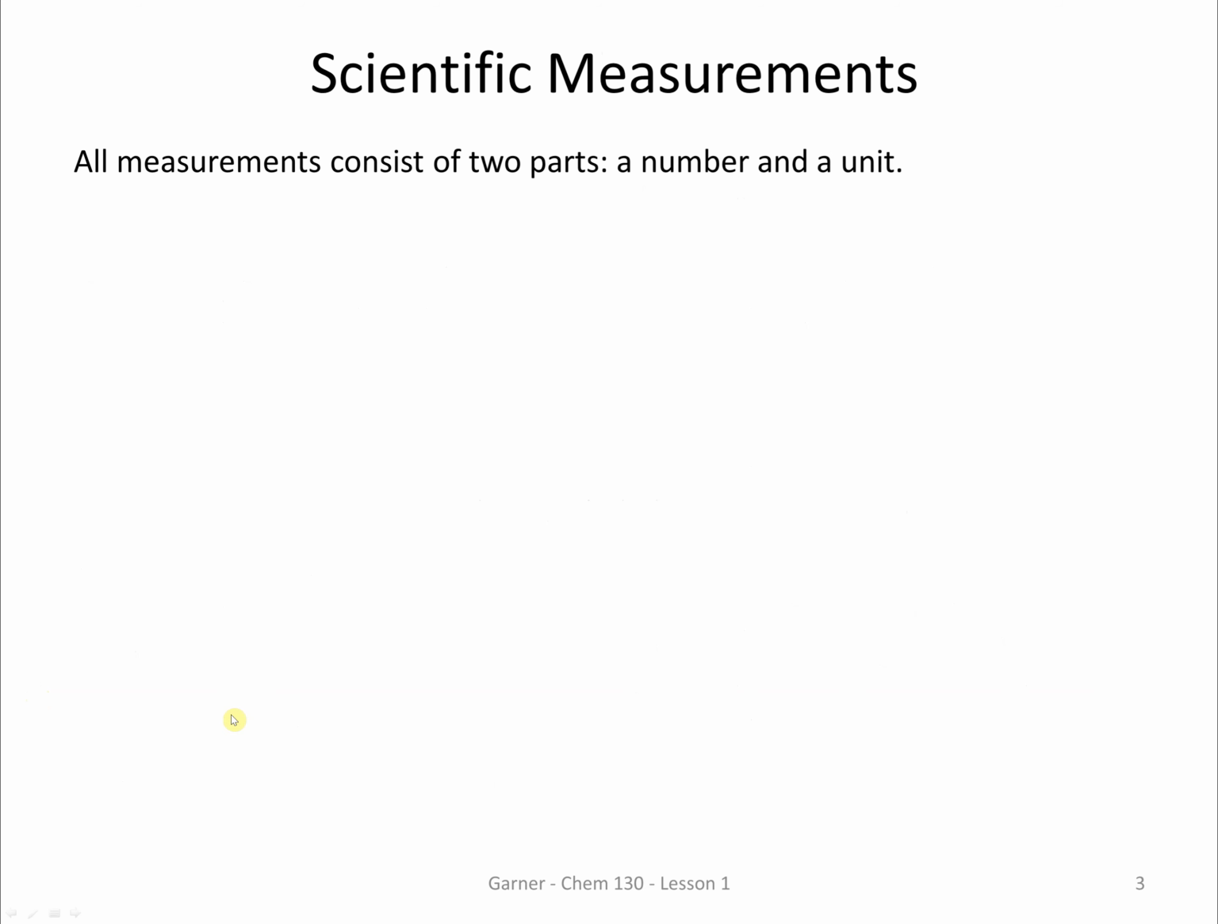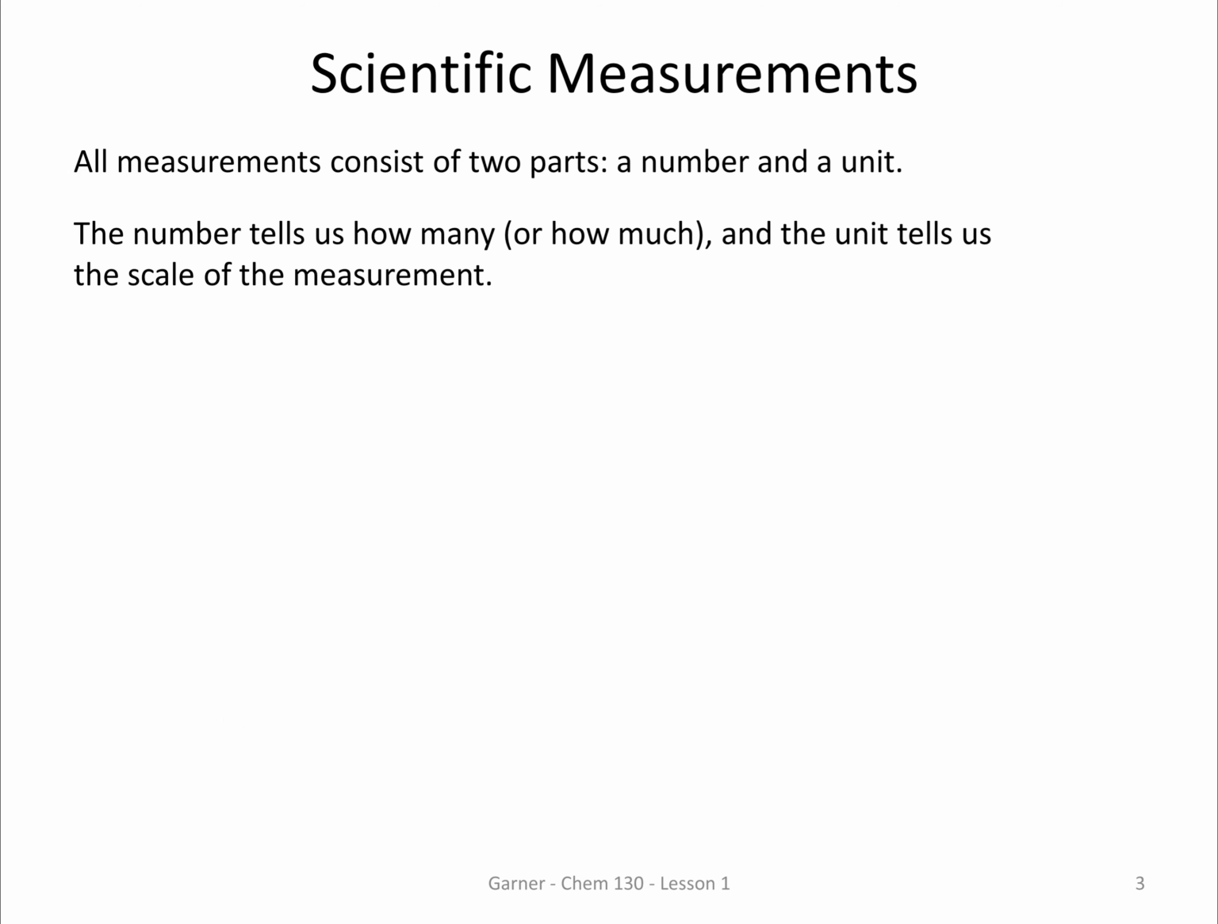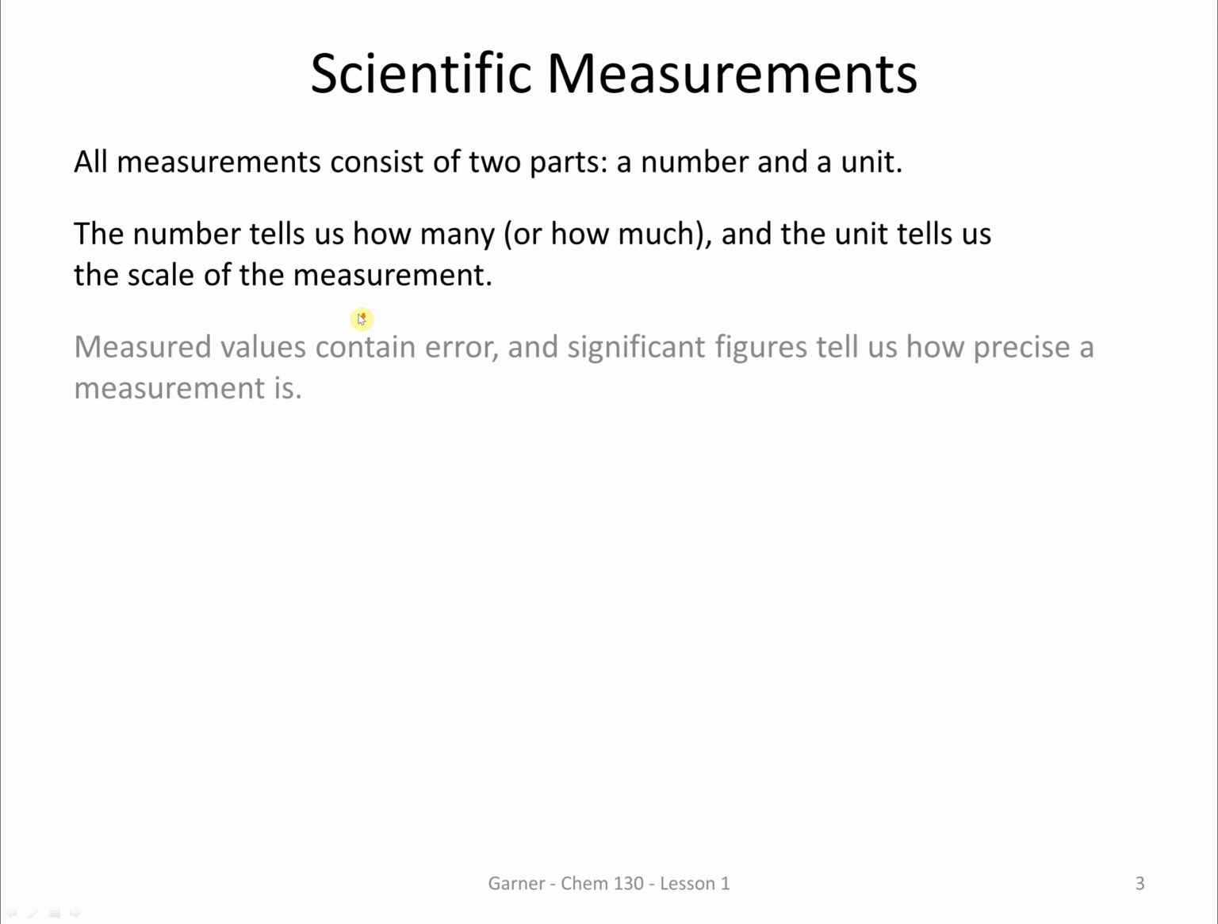And I also want to take a moment here to introduce scientific measurements. So measurements always contain two parts, a number and a unit. The number tells you how much or how many of something you have, and the unit tells you what the scale of that measurement is, so how big that measurement is or how small that measurement is. And a little later in this unit, we'll take a look at different types of units that are used to describe measurements.